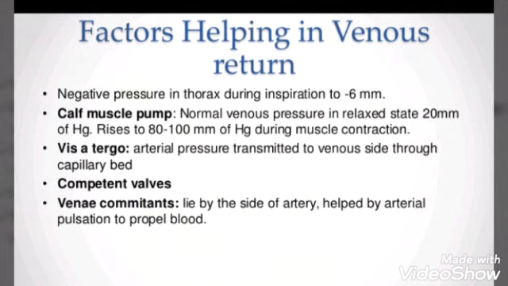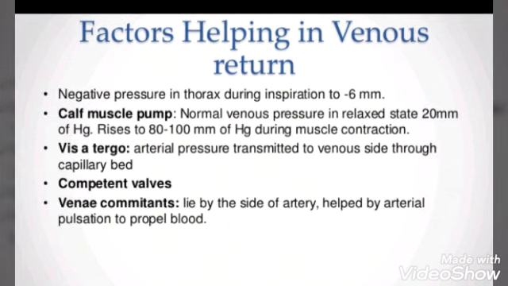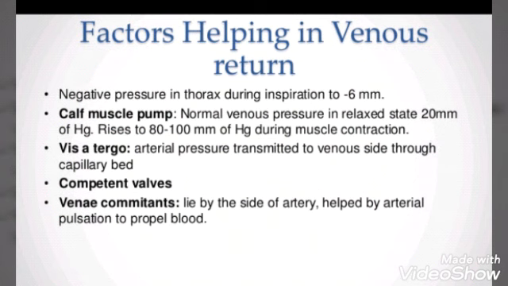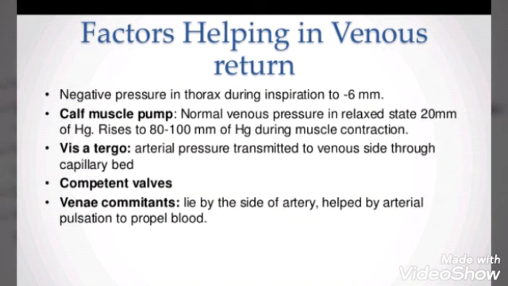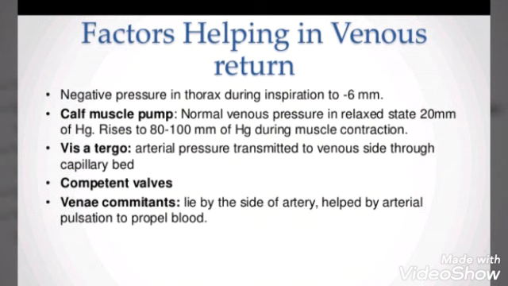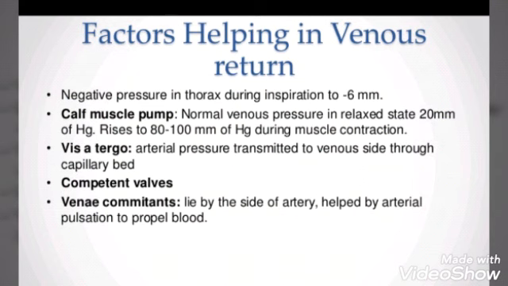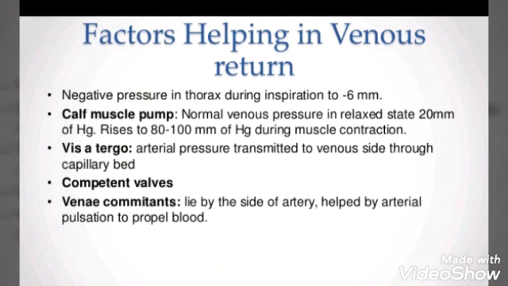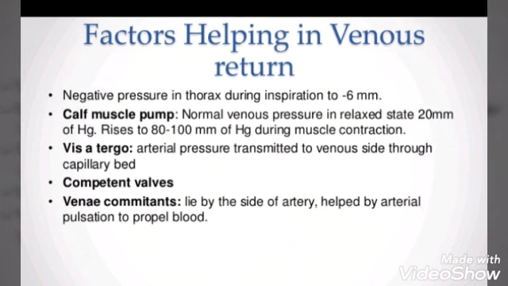Then calf muscle pump. Normal venous pressure in the relaxed state is 20 mm of Hg, and rises to 80 mm of Hg during muscle contraction. So your calf muscle pressure is normally 20 mm of Hg, but whenever it rises to 80 to 100 mm of Hg, that helps the veins send the blood back to its desired place. Then vis a tergo, arterial pressure transmitted to the venous side through the capillary bed. Then other capillaries also create arterial pressure, that helps the blood get back.